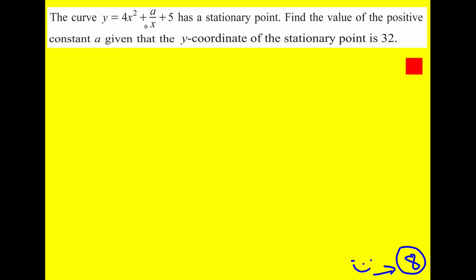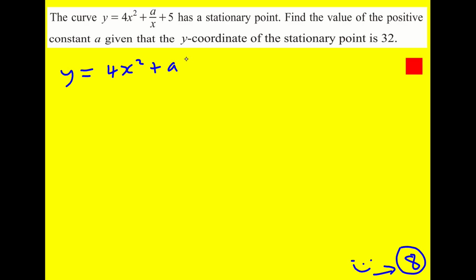So we're given the curve, but this time we've got an unknown in it. We're told it has a stationary point, and we're asked to find the value of the positive constant a given that the x-coordinate of the stationary point is 32. So we're given some information here. We're not told anything else though. So the first thing I'm going to do is write down my function.